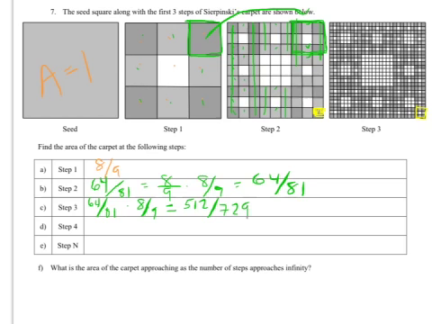And step 4, I don't even have a picture of, so I can't even try to count it. So I'm just going to have to go with my times 8/9 method here. So if I do my previous area times 8/9, I get 4,096 over 6,561.